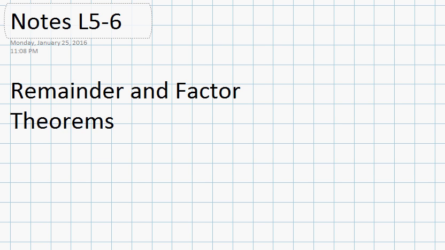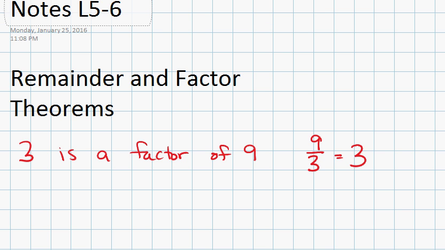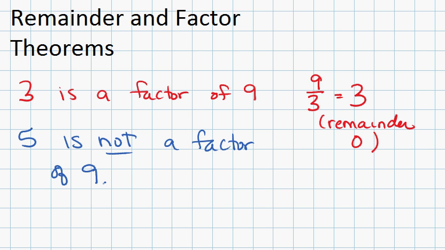Hopefully, you remember that factors divide numbers equally. 3 is a factor of 9. And you know this because 9 divided by 3 is 3 without a remainder. The remainder is 0. Five is not a factor of 9, because 9 divided by 5 is 1.8. It's 1 with the remainder of 4.